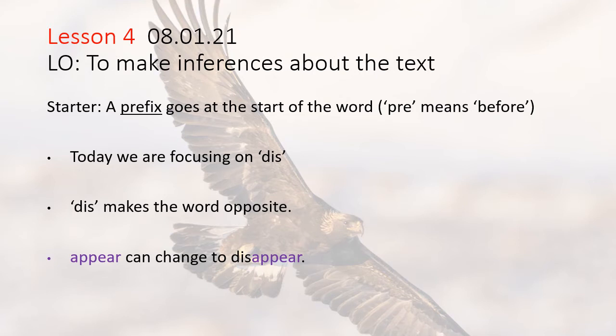You might remember from earlier in the week that pre means before, so a prefix is something you fix before a word. Today we're focusing on dis. Dis makes the word opposite, so appear can change to disappear.